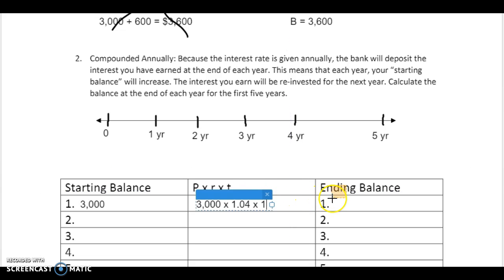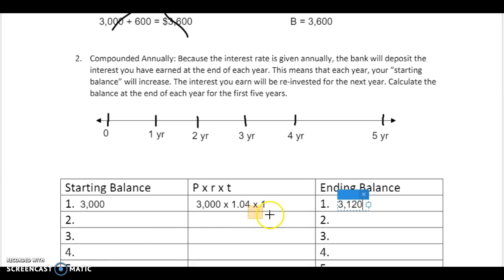Because this next box over here, the ending balance, after year 1, how much money do you have? If I invest $3,000 for 1 year, at the end of that, my calculator is going to tell me I have, come on, you should have your calculator out now. This is something you should be able to do here, right? I'm not going to help you through this whole paper. Ending balance has got to be 3,120.